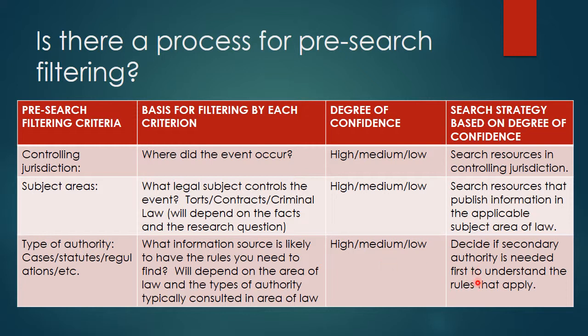And you decide if secondary authority is needed first to understand the rules that apply. So the research strategy would, in this case, in figure 4.2, the writer, she had medium, because of the possibility that cases may not explain entirely the problem. And so you decide if secondary authority is needed to first understand the rules that apply. All right, and we'll expand this list in the Chapter 5 lecture.